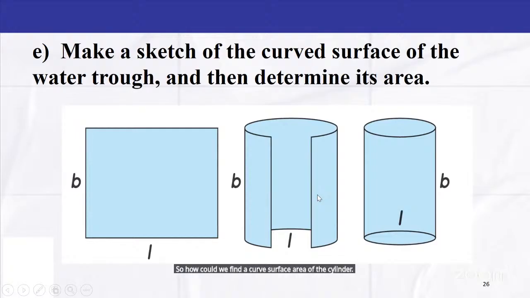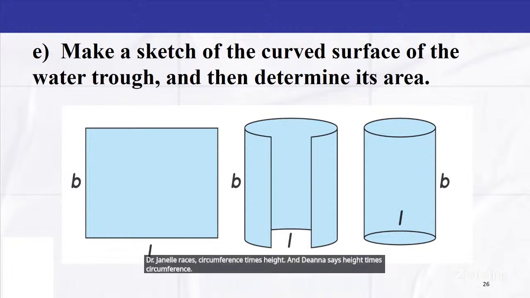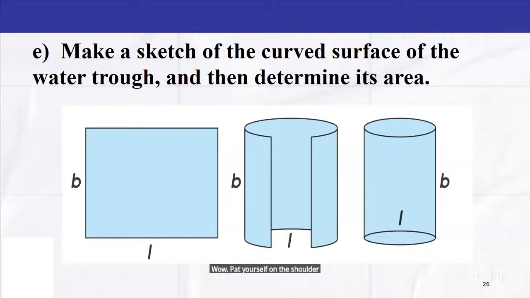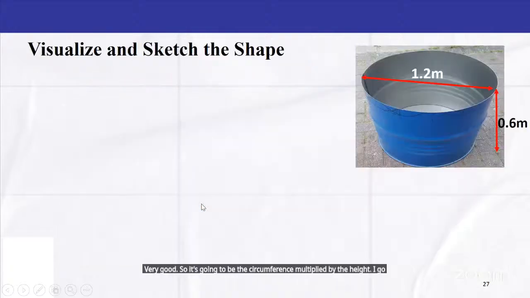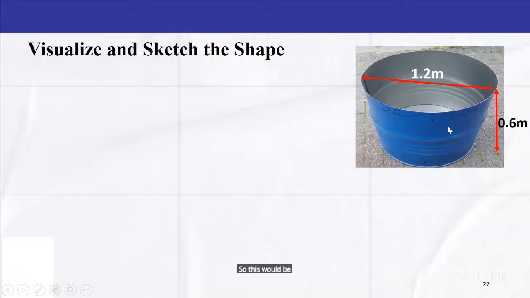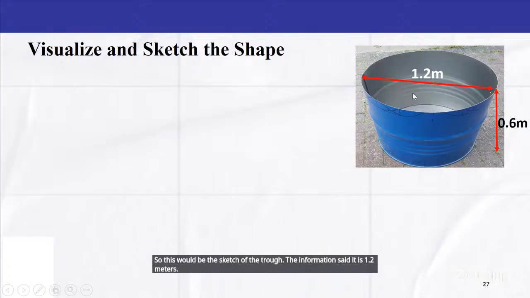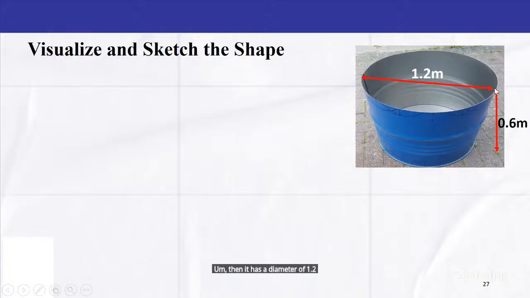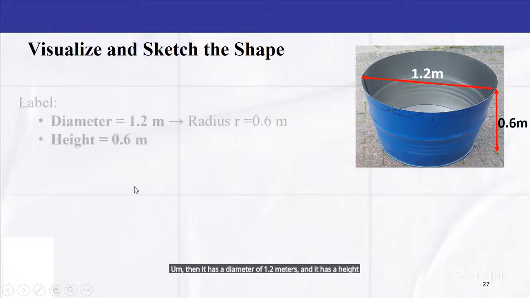Anybody? Janelle Ray says circumference times height, and Diana says height times circumference. Pat yourself on the shoulder. Wonderful. Very good. So it's going to be the circumference multiplied by the height. I go through all of this because that's what we're going to be using right now. So this would be the sketch of the trough. The information said it has a diameter of 1.2 meters, and it has a height of 0.6 meters.